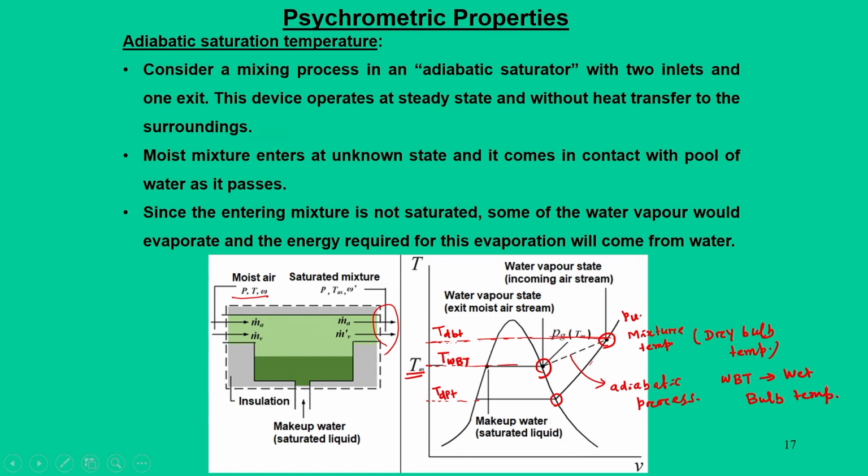So, the very basic fundamental understanding is that for a given state of mixture, there are three temperatures. One is the mixture temperature, that is the dry bulb temperature. Other is the wet bulb temperature, and to reach the wet bulb temperature, we have to go through an adiabatic saturation process. Third is the dew point temperature, and to reach the dew point temperature we have to cool this gas till we reach the saturation point, but at constant Pv, at the same pressure.